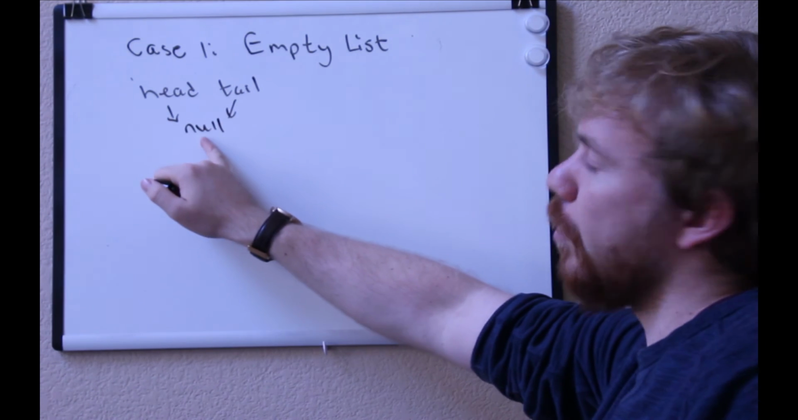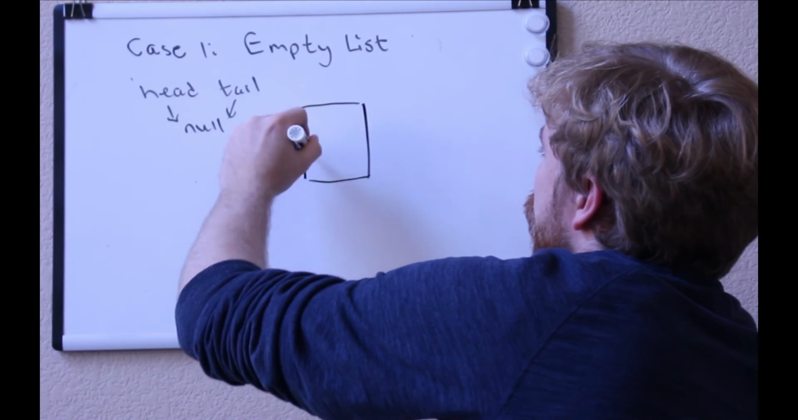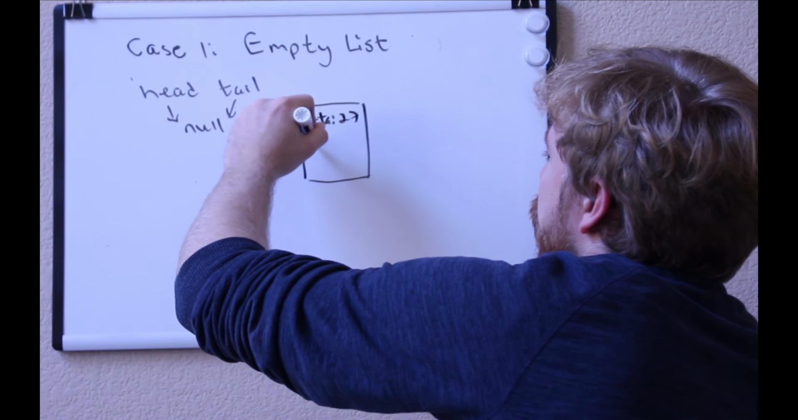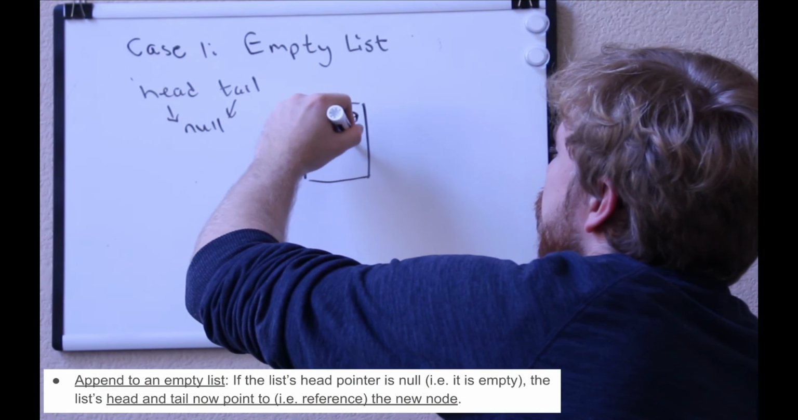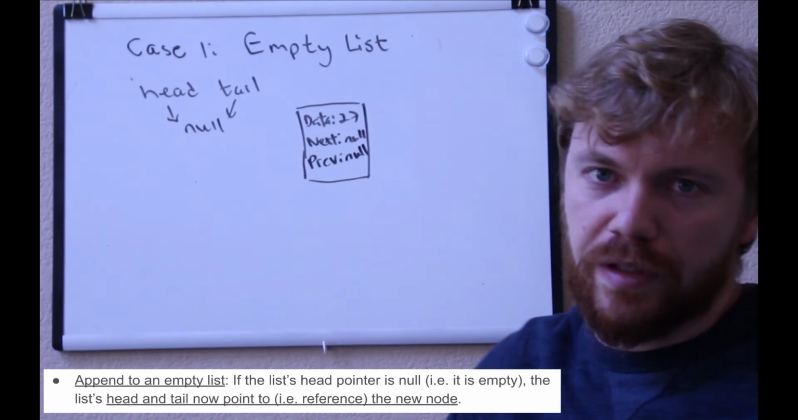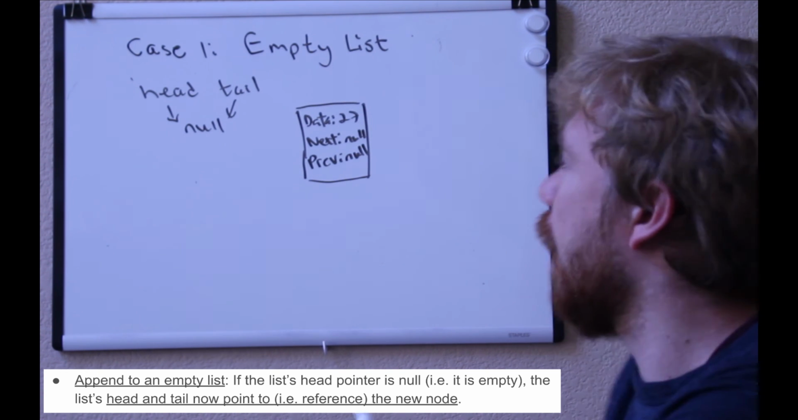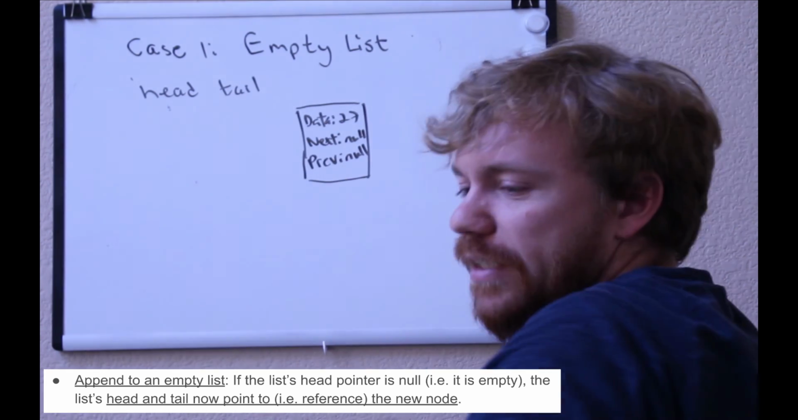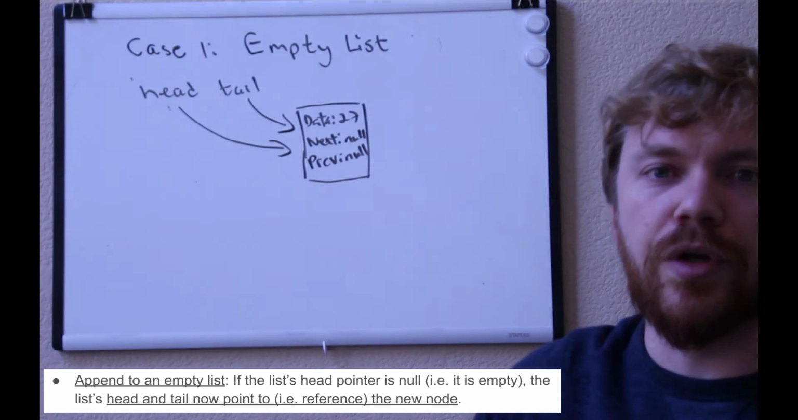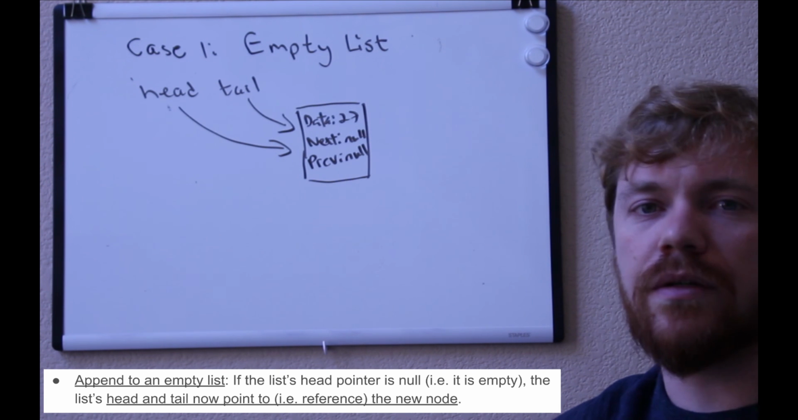So your head and your tail point to null. You have a new node. Your new node has data, a next variable, which is currently set to null, and a prev variable that's also set to null. And that's because you don't know your next or your previous in this new node. And the idea is your head and tail references must now reference the new node, which is extremely similar, in fact identical, to how you would handle it in a singly linked list.